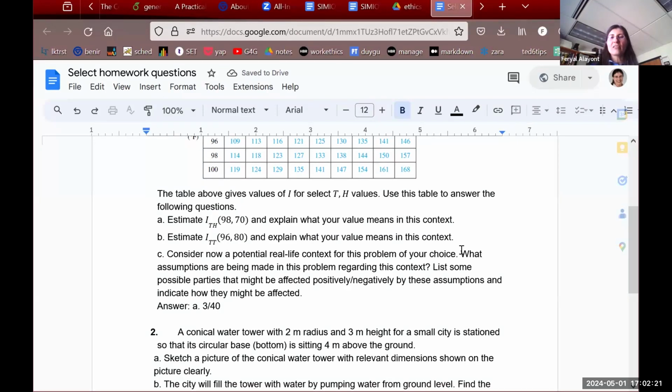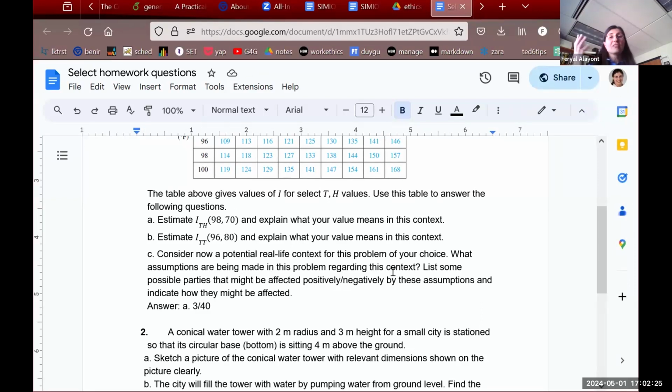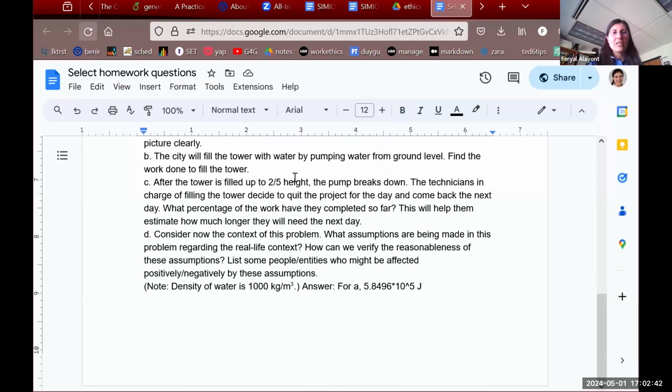Consider now a potential real life context. What assumptions are being made? List some parties. Sometimes I put numbers for how many parties I want. Sometimes I'm okay if they list 2. But there was one problem where I asked for 10 because of the earthquakes. I gave them the truss problem that was in an exam. I should go back to the previous one.